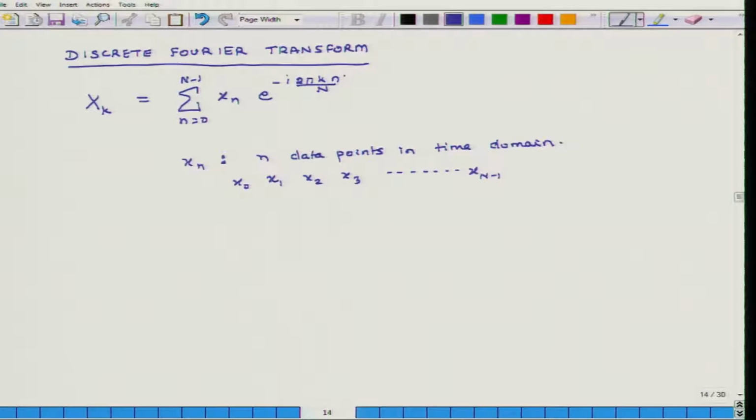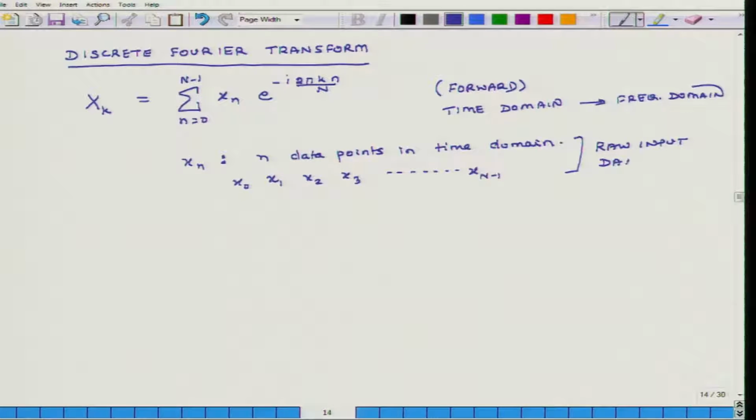So, this is the forward transform relation in the discrete Fourier transform. It converts time domain data into frequency domain data. So, this is our raw input data. If I know N points in time, I can use those N points to compute frequency domain data.